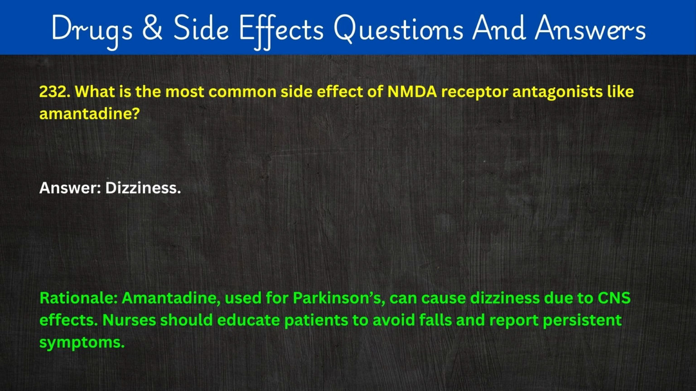232. What is the most common side effect of NMDA receptor antagonists like amantadine? Answer: dizziness. Rationale: amantadine, used for Parkinson's, can cause dizziness due to CNS effects. Nurses should educate patients to avoid falls and report persistent symptoms.